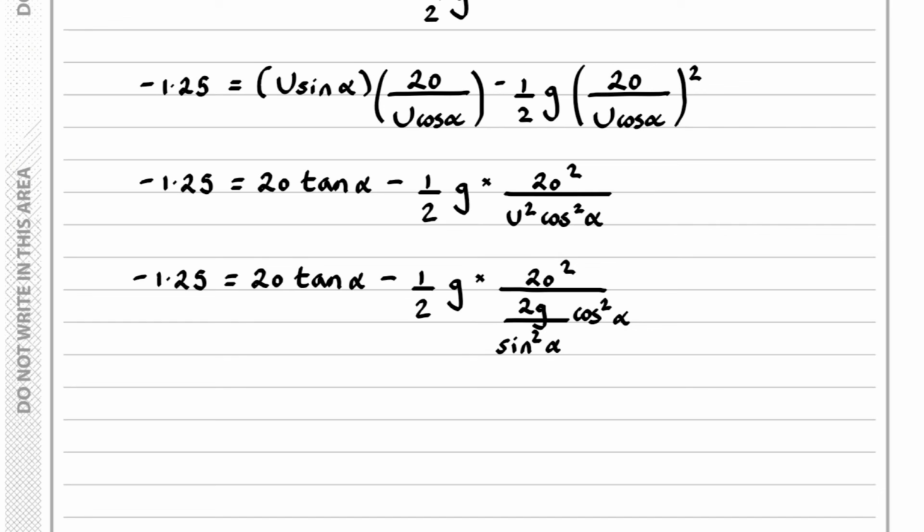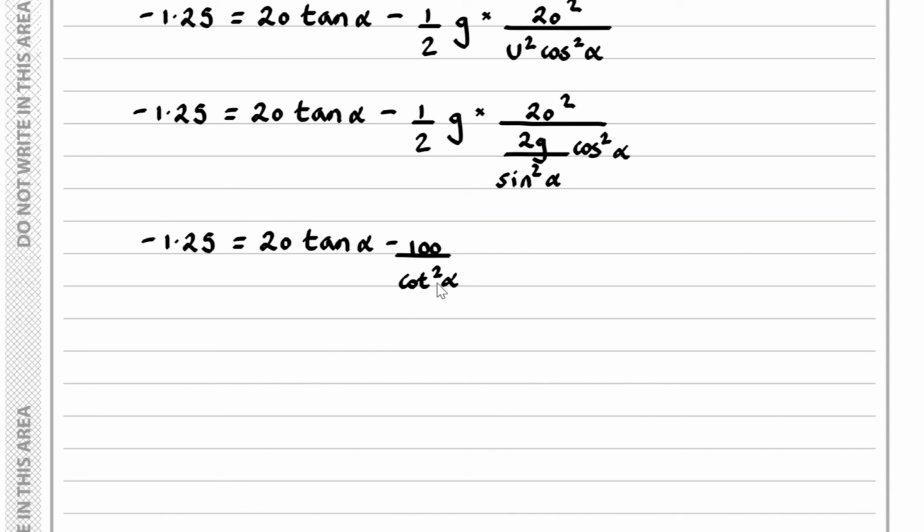So at this point, the g's would cancel, and I'm left with a half times by another half on the bottom. Well, I've got a half times 20 squared, and then I've got cos squared over sine squared, which is cot squared. So I've got my equation, minus 1.25 equals 20 tan alpha, subtract 100 cot squared. So cot squared is 1 over tan squared, so I've got 100 over 1 over tan squared, which is just 100 tan squared. So I've got minus 1.25 equals 20 tan alpha, subtract 100 tan squared.